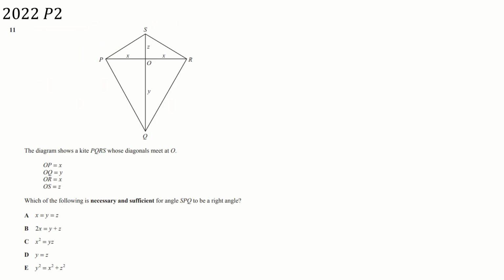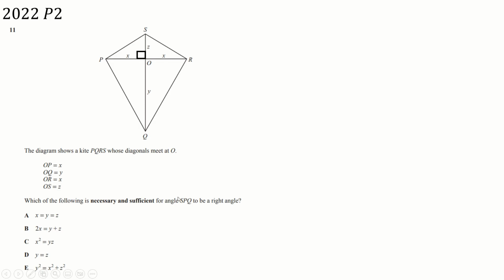Good, and the last one we'll do here is 2020-2022, paper 2, about what looks to be a bit of a kite here. We've got diagonals meeting at O, and we have all this information here, so that's fine. We can tell that this is symmetrical because x equals x, so I think that automatically makes this symmetrical if PR is a straight line. It says it's a kite, sorry, I'm being an idiot, it says it's a kite. So therefore this is 90 degrees in the middle here.